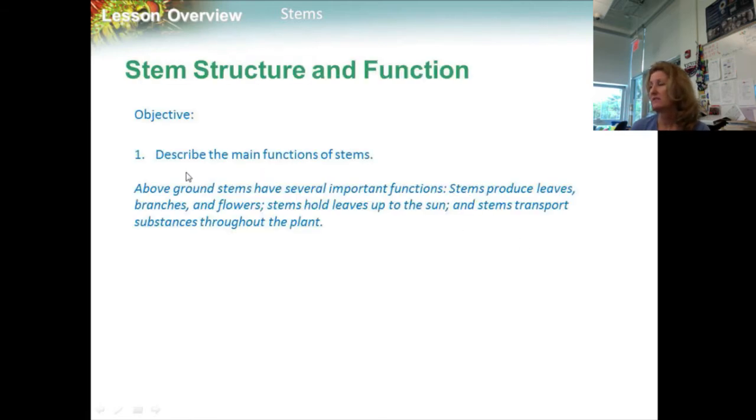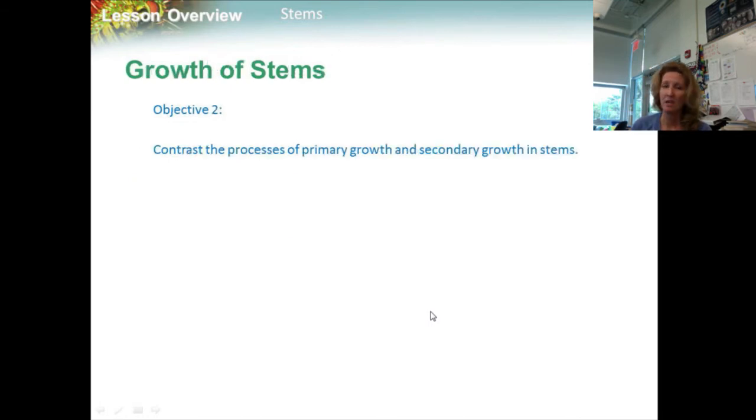So the main function of the stems: above ground stems have several important functions. Stems produce leaves, branches, and flowers. Stems hold leaves to the sun. The stems transport substances throughout the plant. Objective 2 is to contrast the process of primary growth and secondary growth.